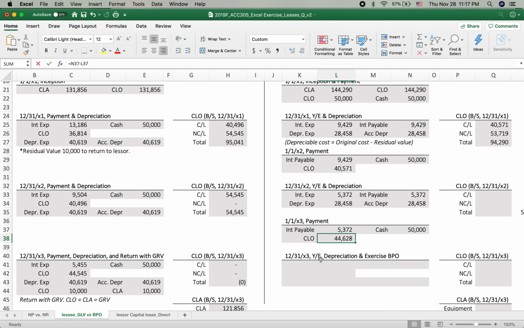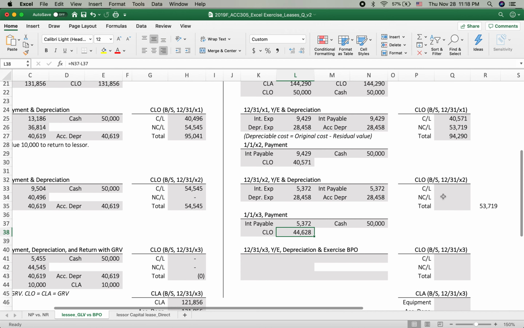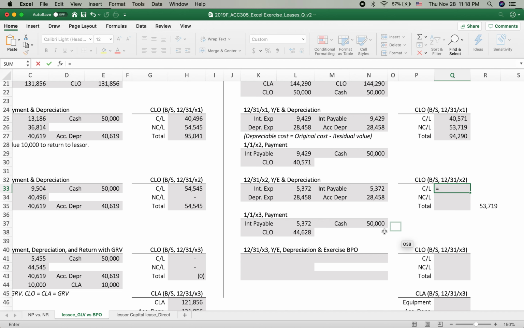So by 44,628, we reduce the capital lease obligation one more time. That is number 1 to 3, third payment, right? Third payment. Then let's create the balance sheet on December 31st, year 2. The capital lease obligation, the current liability portion, is the 44,628, because the very next day the lessee should pay this amount, which is their obligation within 1 year, right?